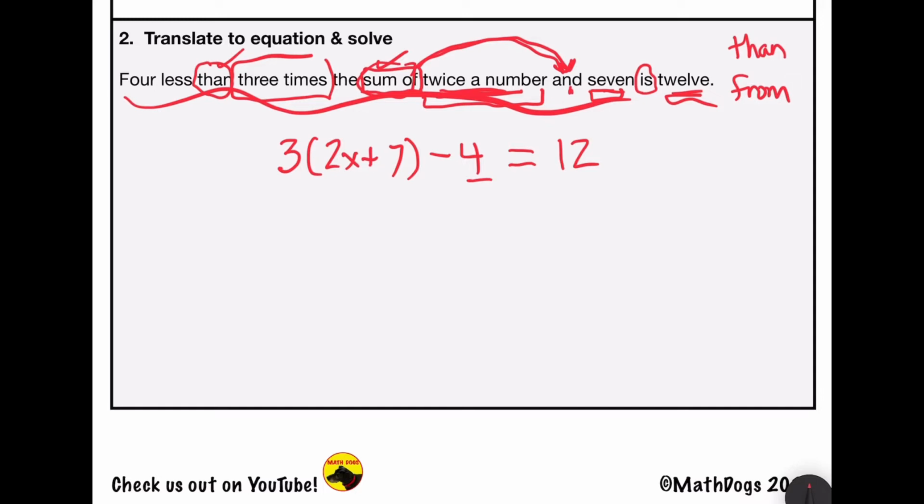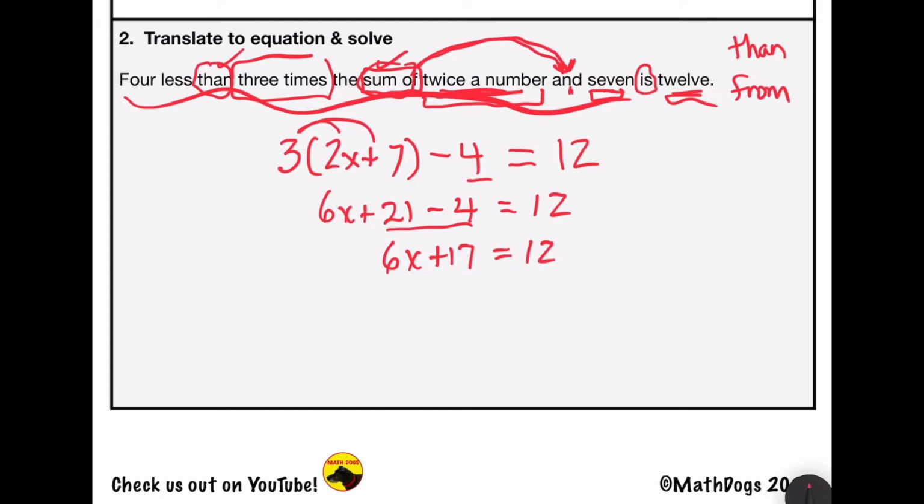Let's simplify the left side using the distributive property. 6x plus 21 minus 4 equals 12. I still have like terms in 21 minus 4, so 6x plus 17 equals 12. Now I'm down to what I call the two-step. I'm going to subtract 17 from both sides and divide by 6.